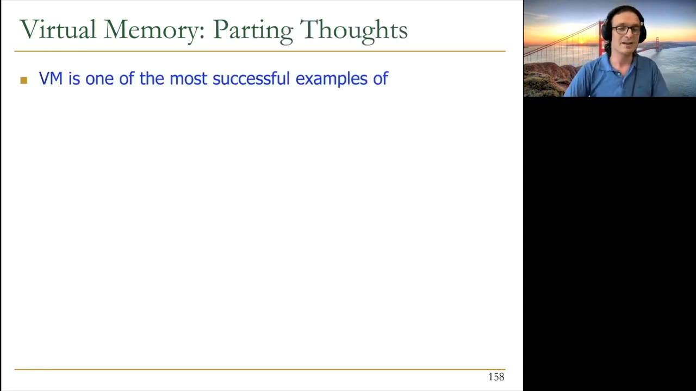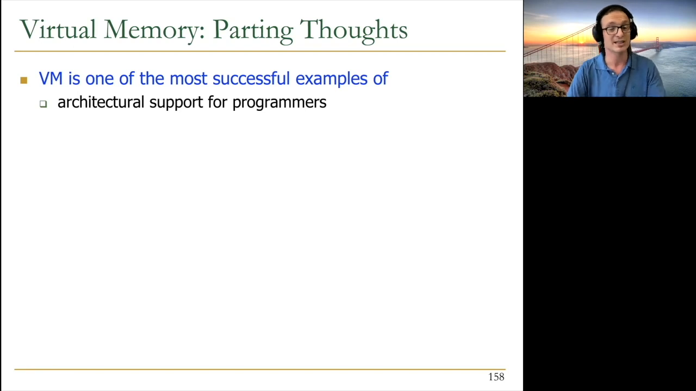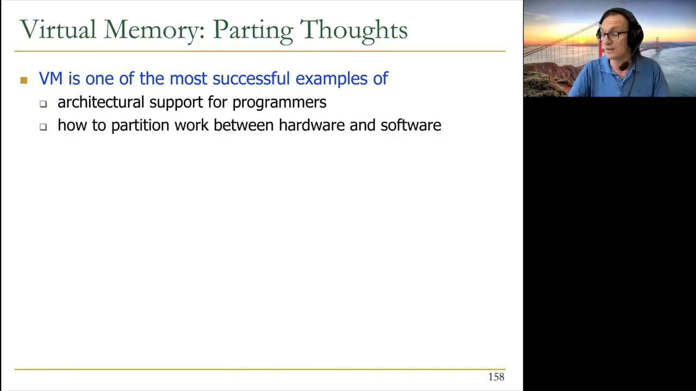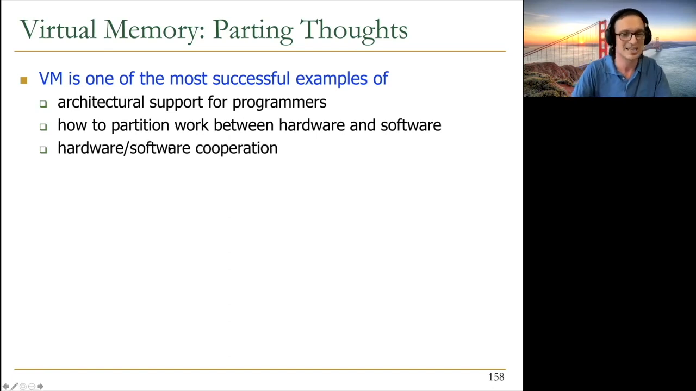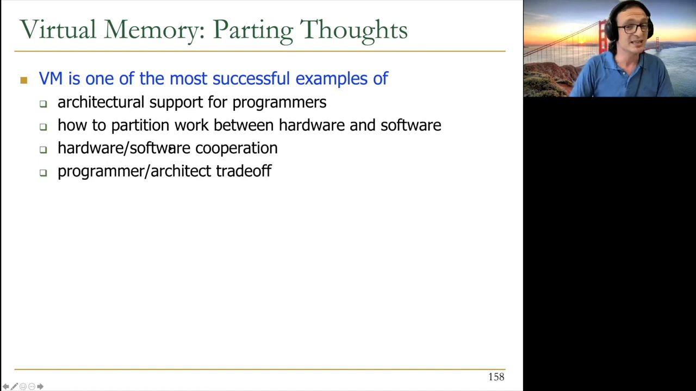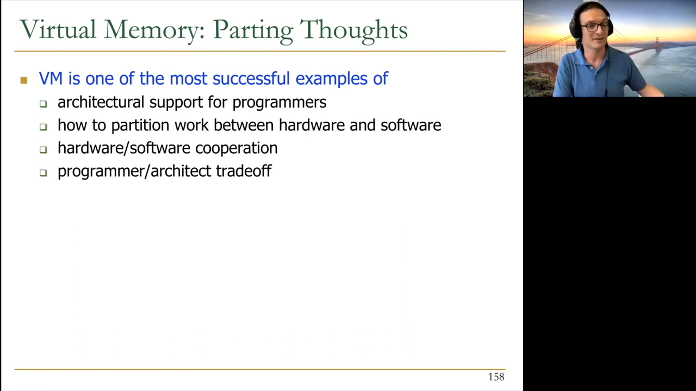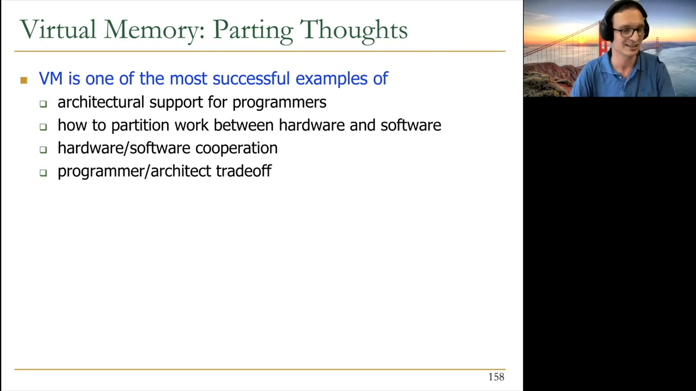Okay, so let me conclude with these parting thoughts on the virtual memory part, and then we're going to have an epilogue for those who wish to stay for the rest of the lecture. Virtual memory is actually very important because it's one of the most successful examples of multiple things. Architectural support for programmers, how to partition work between hardware and software. So it's really hardware-software cooperation, which is similar to what I said over here. And it's a very successful example of the programmer-architect trade-off. It basically makes programmers' life super easy, and makes architects' life, both system architect and micro-architect, harder, as we have seen. But it is one of the most successful examples.